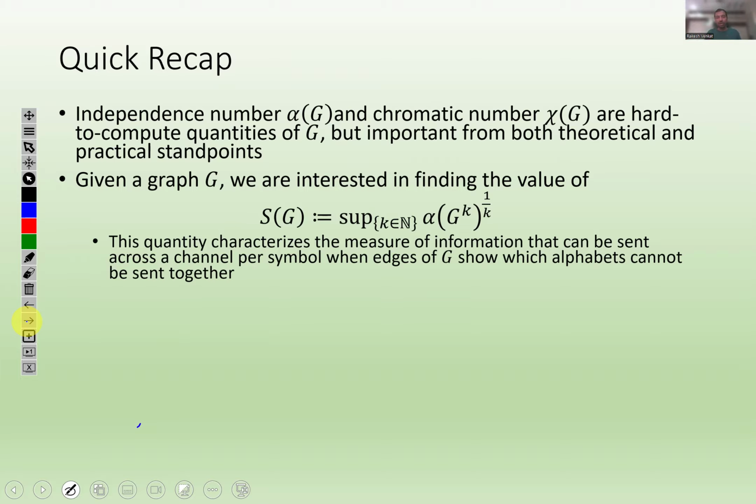Okay, I'm not going to define what the product graph is. We did it yesterday. I'll not repeat it again. Raised to the power 1 over k. And this had some relation to the amount of information a channel can send across without confusing certain characters.